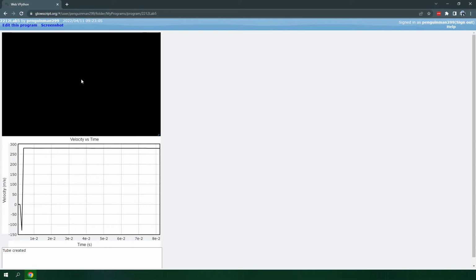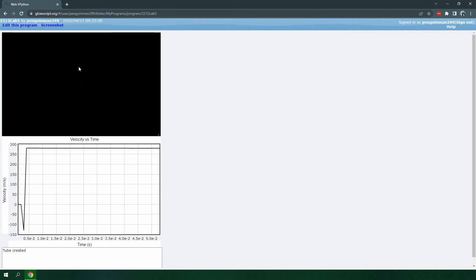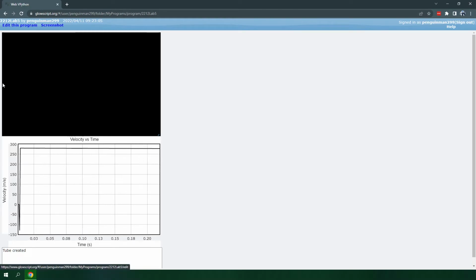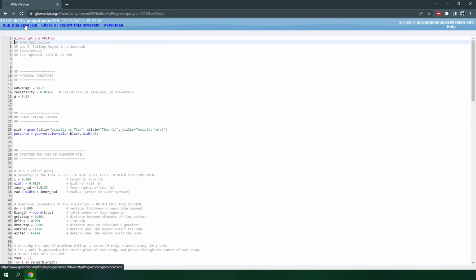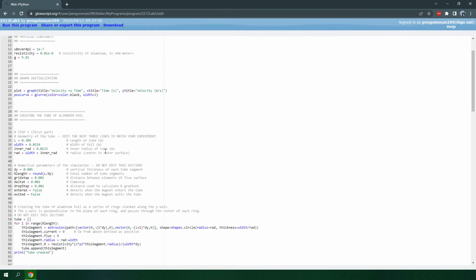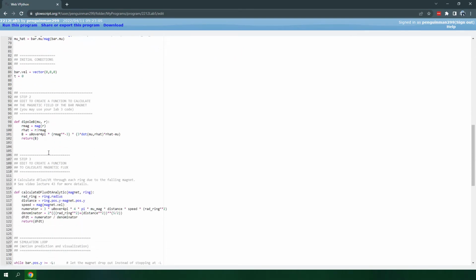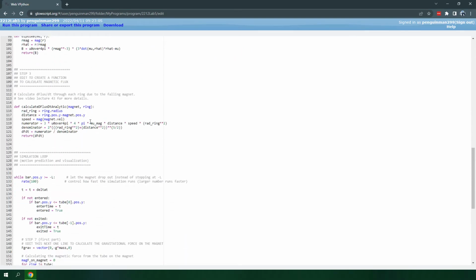And as you'll see, what ends up happening is that in this simulation, the tube is essentially like an infinitely long tube. So you can see that the magnitude of the force that the rings exert on the magnet is so great that it exceeds the force of gravity and shoots the magnet upwards.